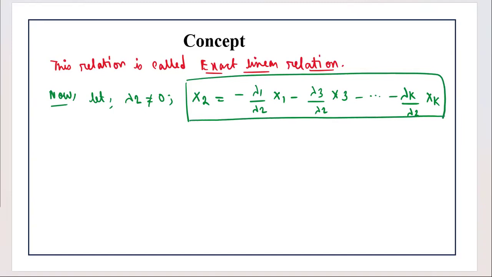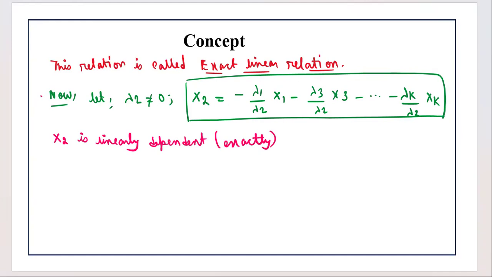Now, what can you say from this particular relationship? Can you see anything? From here, what you can say is that the variable x2 is linearly dependent, and that exactly, on the other variables, right? This is very simple to see: here you have x2, so x2 depends on x1, x2 depends on x3, x2 depends on xk.